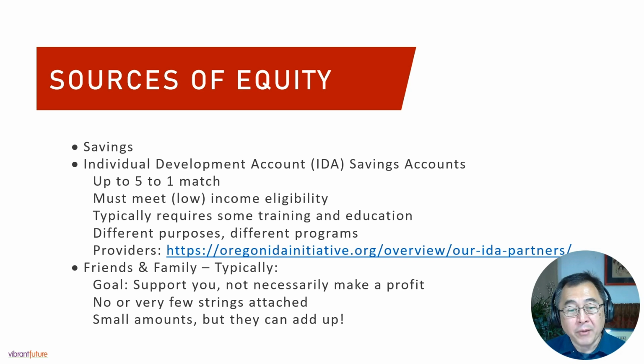Another type of equity capital typically comes from friends and family. And typically, their goal is to support you as a person and not necessarily make a profit. It could be a relative, it could be a close friend. They care more about you. They would love a profit, but they say, hey, I'm supportive of you. I want you to be successful in this business. Here's some money that you can use to invest in the business. So there's typically no or very few strings attached. And typically it's a relatively small amount, but those amounts can definitely add up.